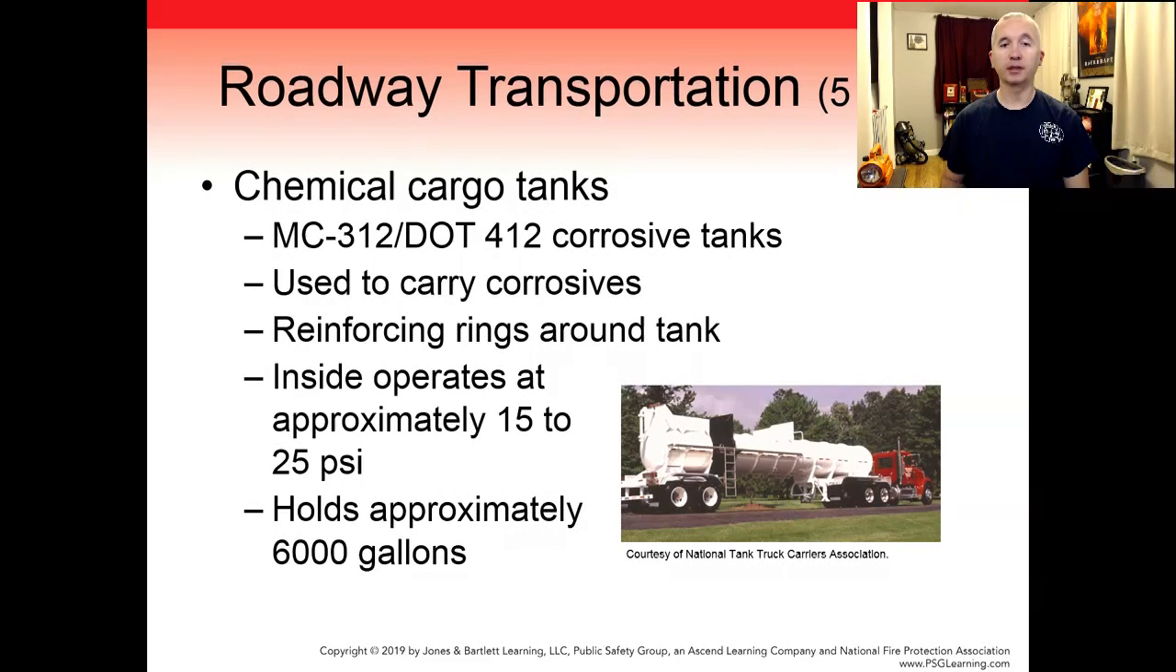These tanks may be insulated or uninsulated and may have higher internal working pressures than the non-pressurized liquid cargo tanks. Chemical cargo tanks, or MC312 DOT412. These types of tanks are commonly used to carry corrosives. It has a smaller diameter than the non-pressure liquid cargo tank and low-pressure chemical cargo tank. It is often identifiable by the presence of several heavy-duty reinforcement rings around the tank. The inside of the tank operates at approximately 15 to 25 psi and holds up to 6,000 gallons of liquid. And this type of tank has substantial rollover protection as well.